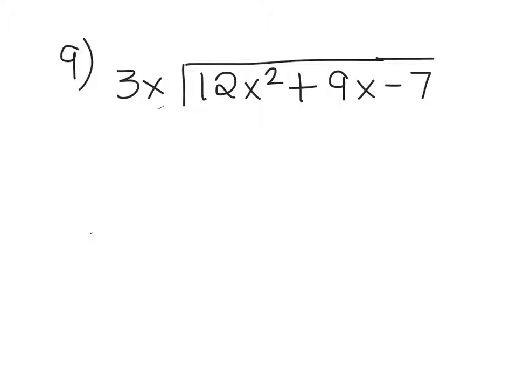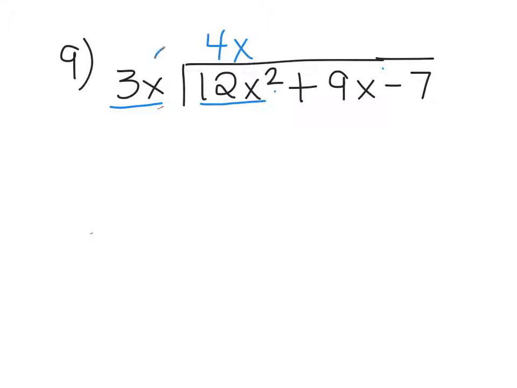plus 9x minus 7 divided by 3x. Pay attention to the fact that the 12x squared plus 9x minus 7 has to be in standard form, and I need to pay attention that I have all the powers there. So I have to the second power, to the first power, and then to no power. So now I'm good to divide. So 3x goes into 12x squared. So 3 times 4 is 12, and x times x would be x squared.